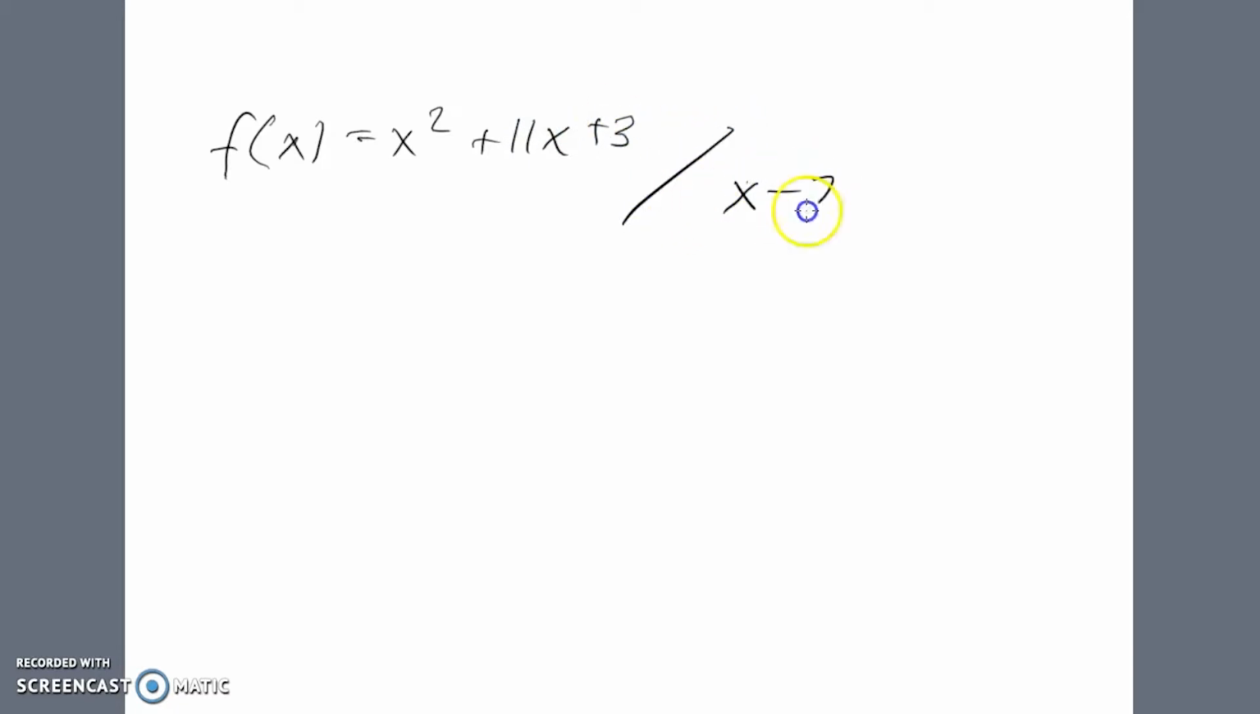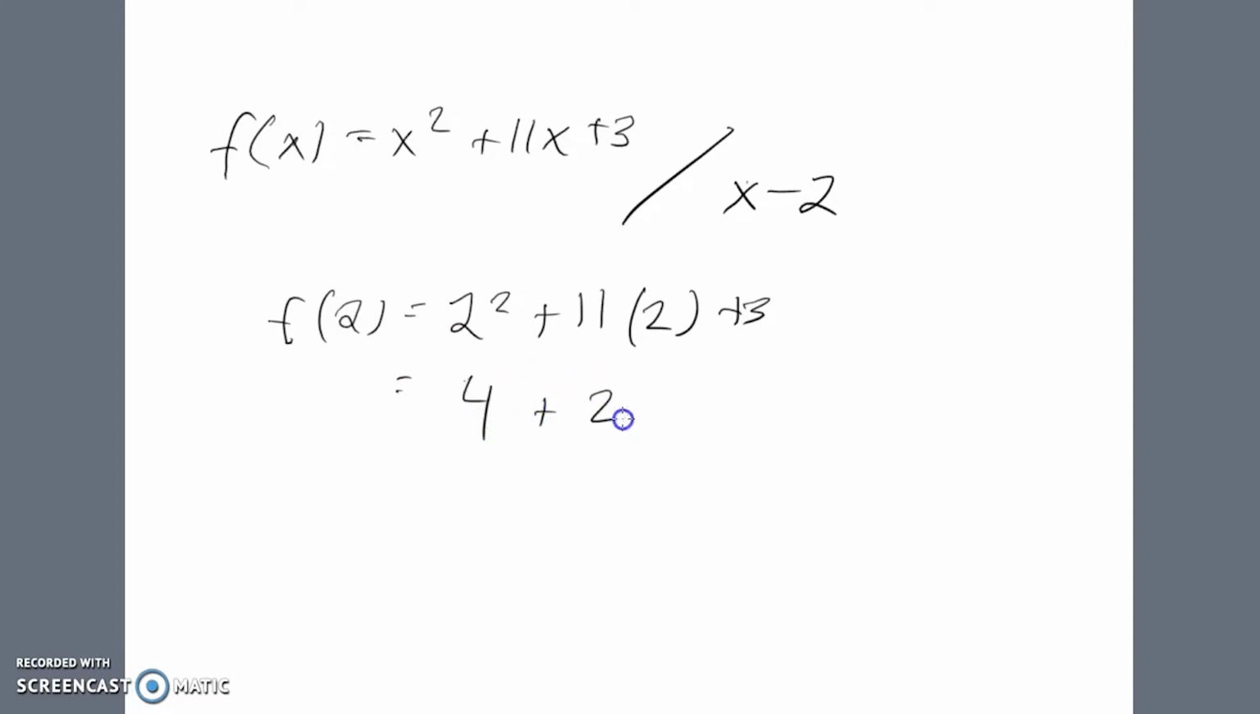Find the remainder when f of x equals x squared plus 11x plus 3 is divided by x minus 2. In order to find the remainder, we simply evaluate f of 2. F of 2 equals 2 squared plus 11 times 2 plus 3. F of 2 equals 4 plus 22 plus 3. Therefore, f of 2 equals 29. Therefore, we conclude, when we divide the polynomial by x minus 2, the remainder will be 29. Furthermore, x minus 2 is not a factor of the polynomial.